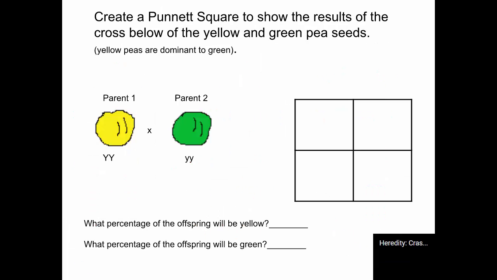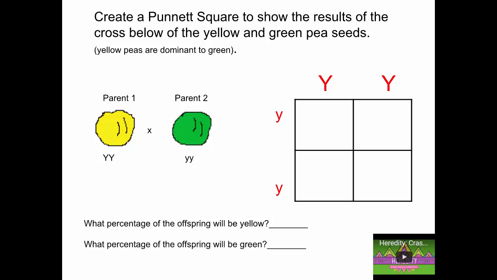All right, who can do the first step of just putting the outside from the parent genotypes? All right. So the top is uppercase Y for both, and then for the side, it's two lowercase y's. Two lowercase y's on the side. Everybody do that? Looked like we all did okay. Somebody do the top left.